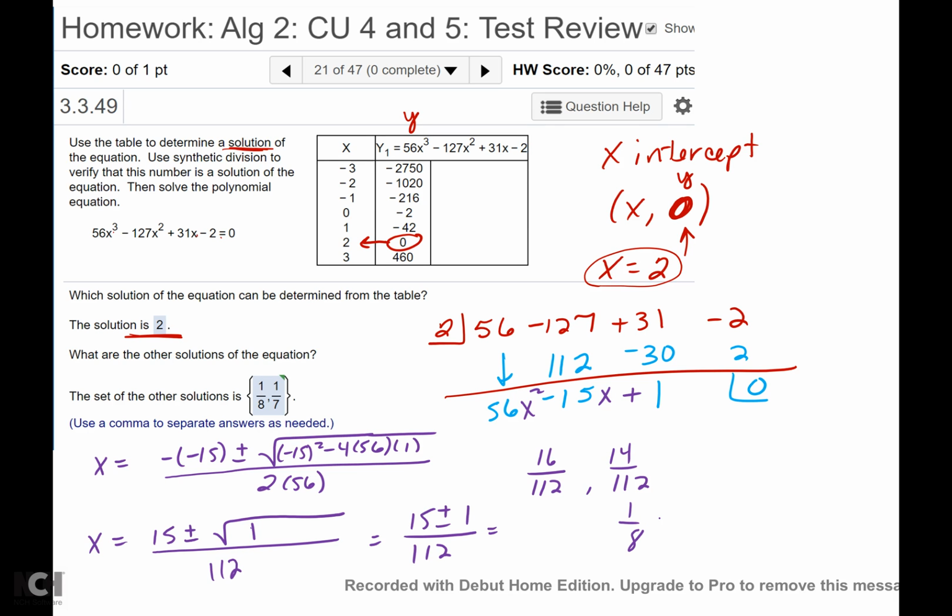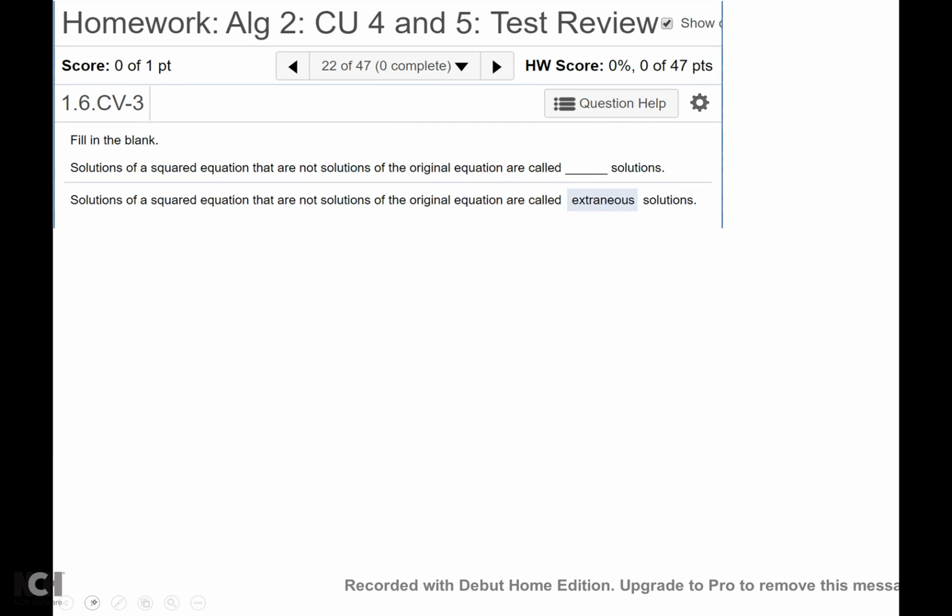I don't know why that one's not. Oh, because I typed it wrong. 16 divided by 112, not 122. There's your 1/7. Okay, so there's my other two solutions. Careful when you're typing.